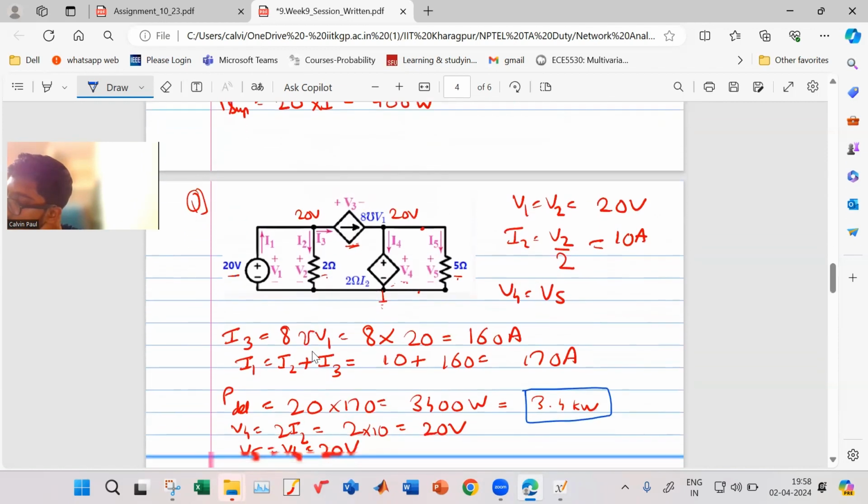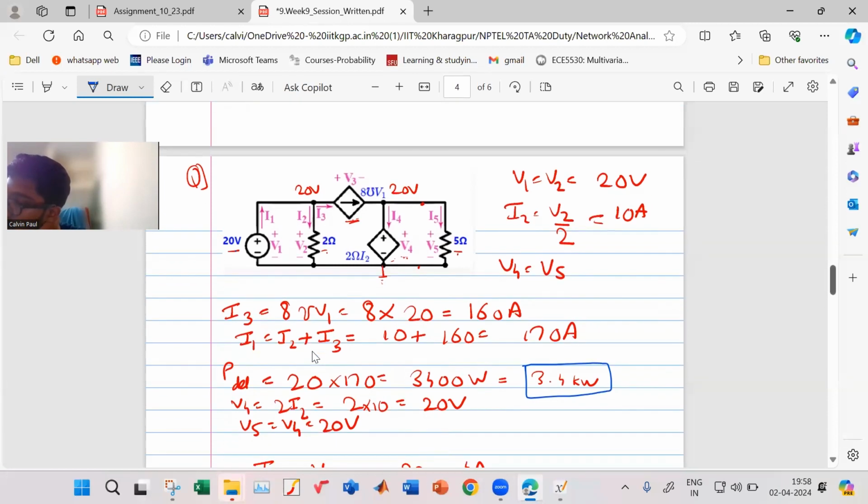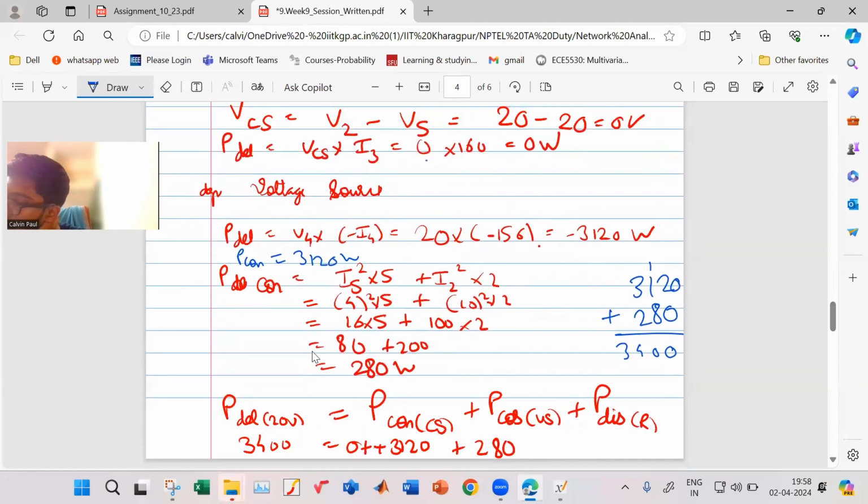Because what is V5? 2 into I2, I2 is 10 amperes, 2 into I2 is 20, right? The voltage across V5 is 20. So 20 volt into 10 amperes, that is 200. That is positive only. If you do V into I or I square R, it will still come positive only.